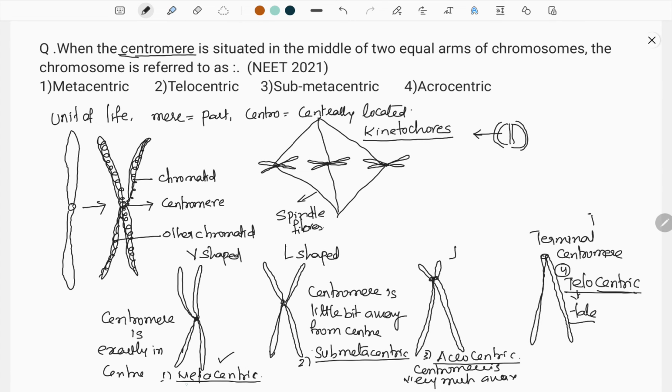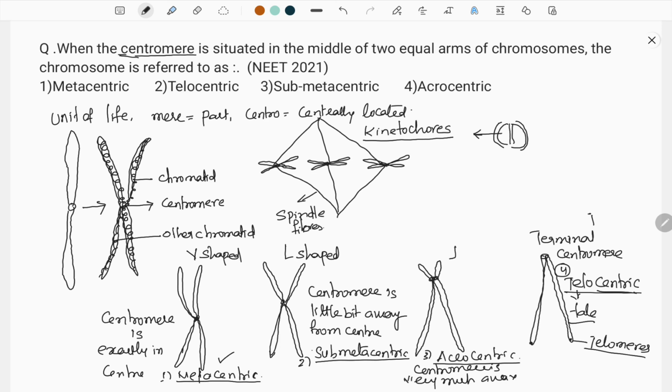Remember always, meta means center, submeta means a little bit away from center, acro means very far away from center, telo means end. Telocentric means the very last terminal part of the chromosome. Terminal parts of the chromosome are called telomeres. Generally, telomeres are polarized. They don't allow one chromosome to attach with another chromosome. They maintain individuality and a distinct number of chromosomes. They are polarized, they have charges.